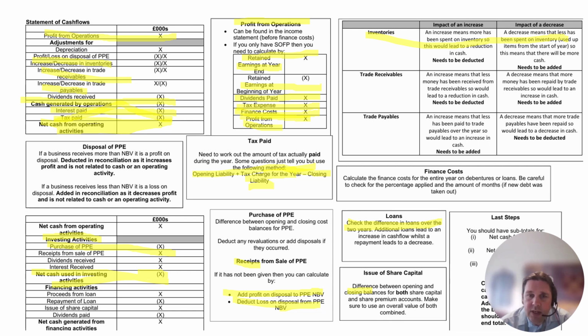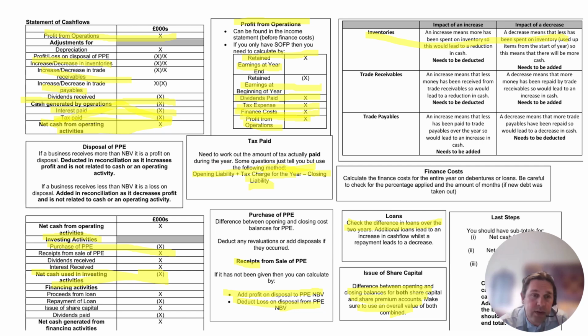Share capital, look for the difference between opening and closing balances for both share capital and premium. And make sure to use the overall value of both for a share issue, because that's something that quite often people will miss. Now, if you do have a share issue, there's usually an increase in share capital and share premium, so that is the issue of share capital. If, however, share capital went up to the same amount that share premium went down, then that's likely to be a bonus issue, and there's no cash impact. They could do that to try and test you.